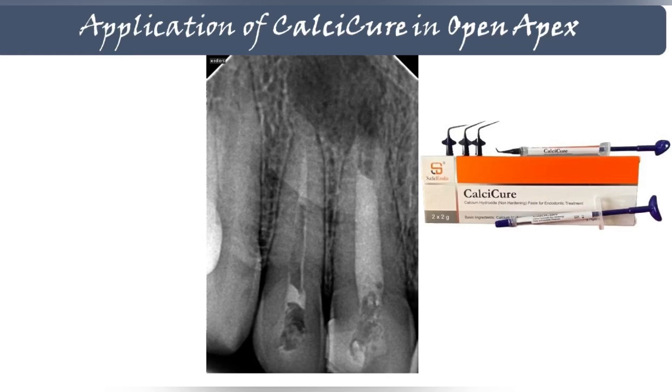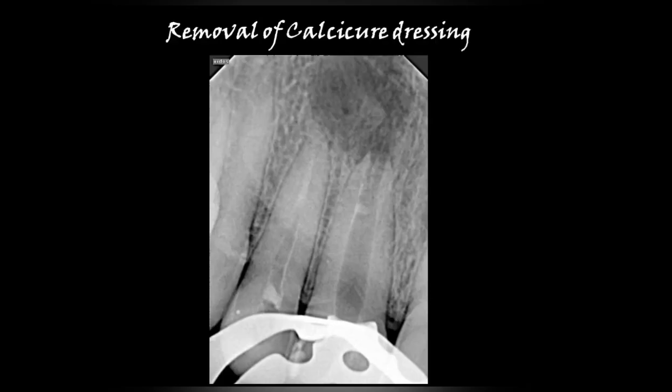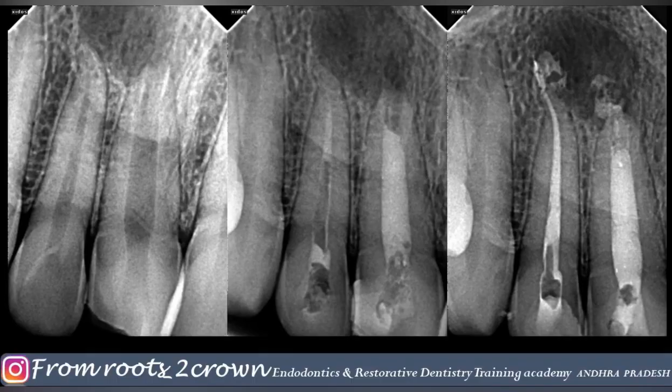After 1 week, the entire calcium hydroxide material was completely removed with the help of normal saline, followed by the irrigation protocols. And coming to the obturation of this maxillary right central incisor, we placed MTA material for 3 to 4 millimeters, as it can create a barrier.